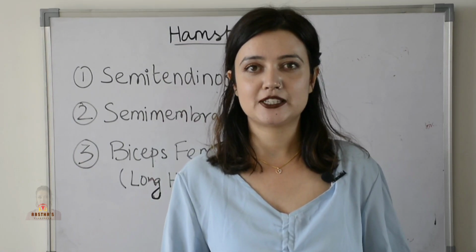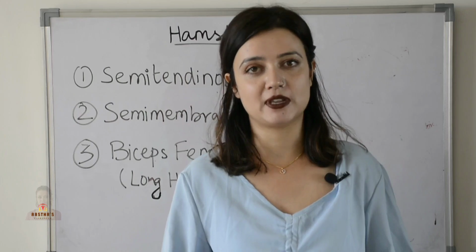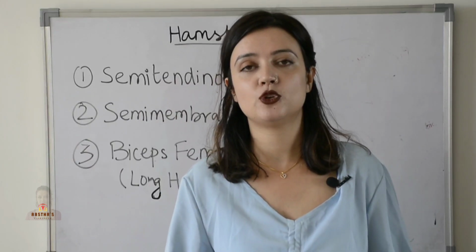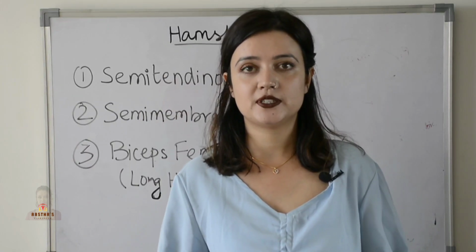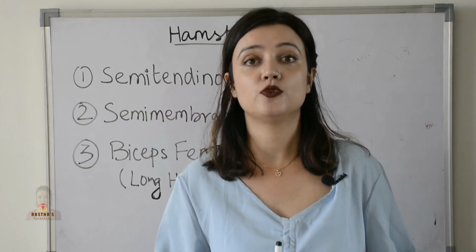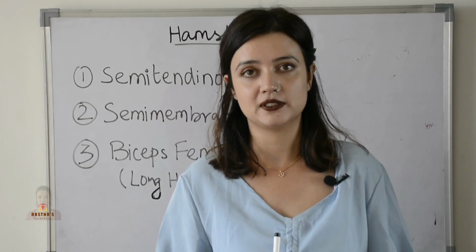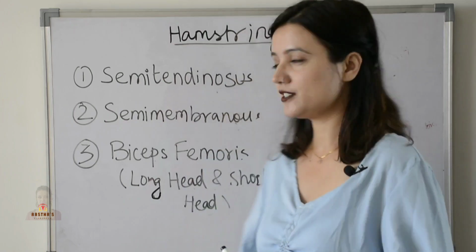Asta, and in today's anatomy class I'll be talking about hamstring muscles. Hamstring muscle is the muscle of back of the thigh. It's present in the back of the thigh and it consists of altogether 4 different muscles. Let's get into the detail of it.